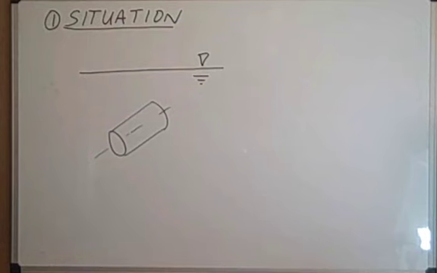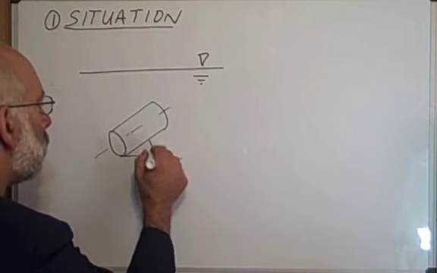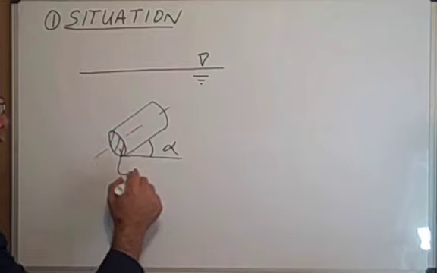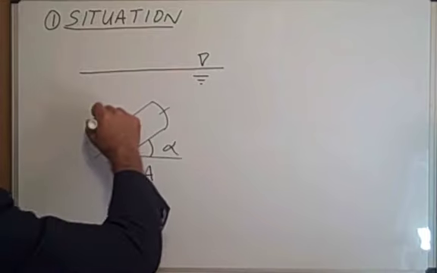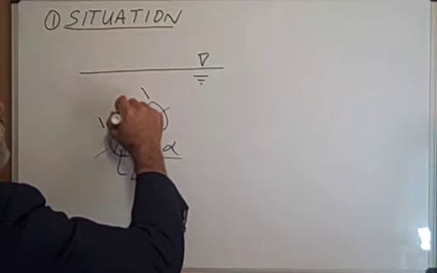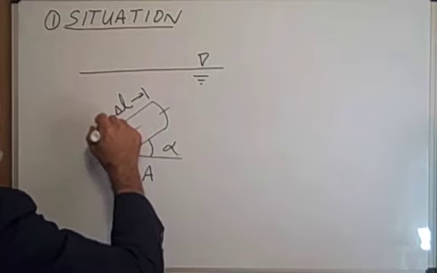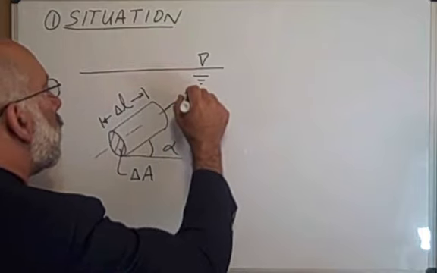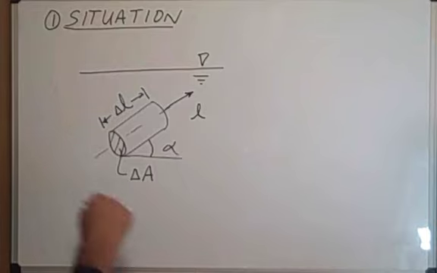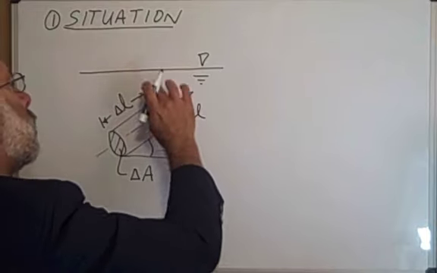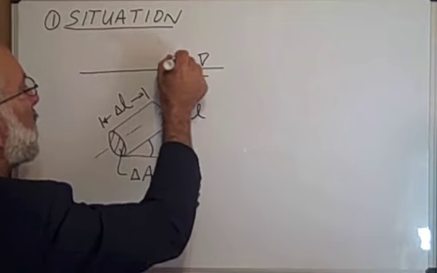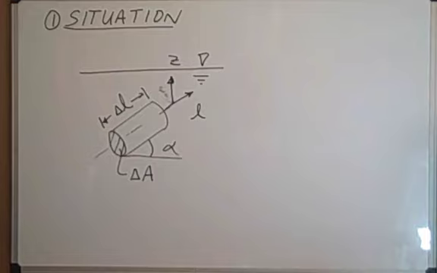Situation. Define a fluid particle. Let this lie at an angle alpha with respect to the horizontal. The face area of the particle is delta A. The length of the particle is delta L, where we're using a lowercase l. Let the L coordinate axis be aligned with the particle. And let's let the Z coordinate axis go up and down with respect to gravity.